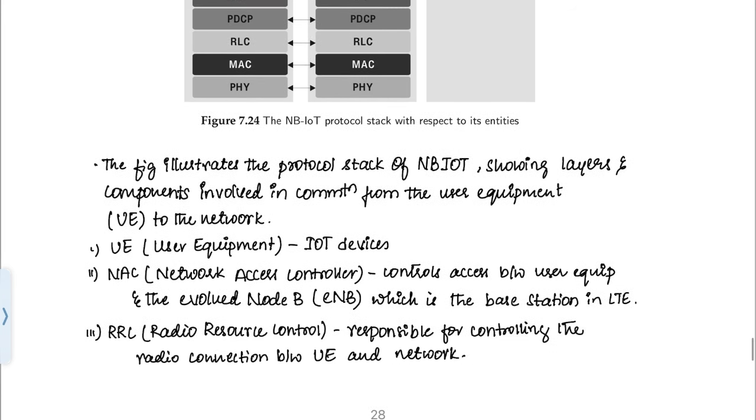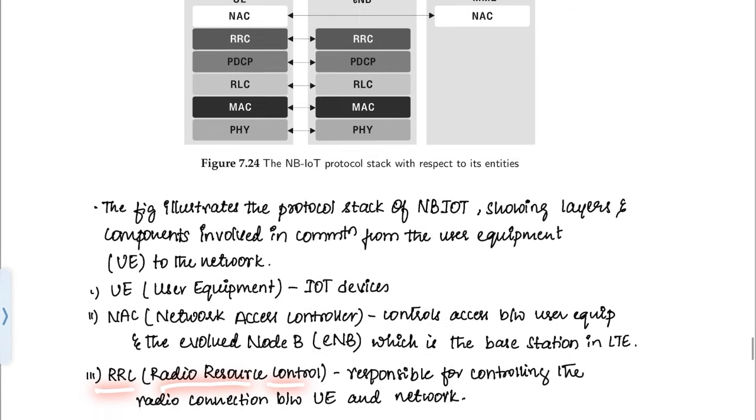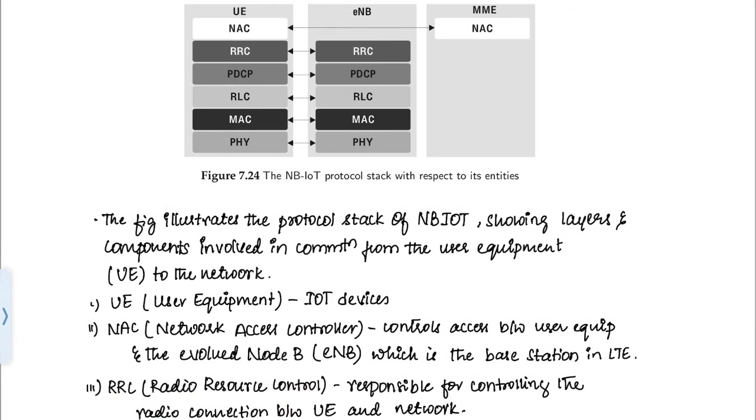Then we have RRC, radio resource control. Radio resource control is a protocol layer responsible for controlling radio communication between the UE and the network. It will establish, maintain and release the radio connection. Then we have PDCP, packet data convergence protocol. It will handle data compression and encryption at higher layers. Then we have RLC, radio link control. This will ensure that reliable data transfer is happening between the UE and ENB.